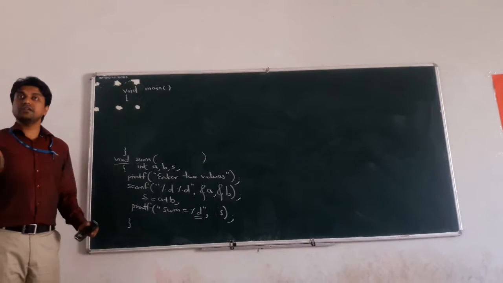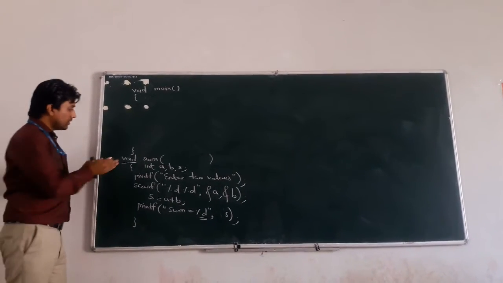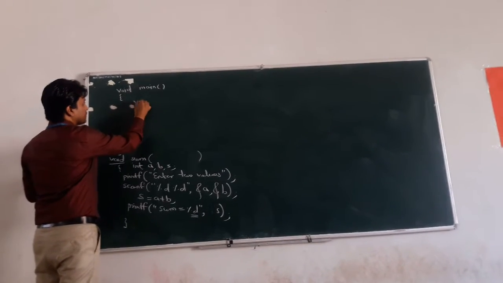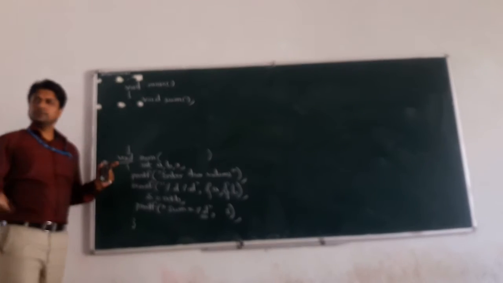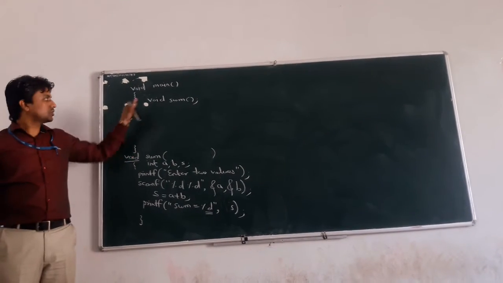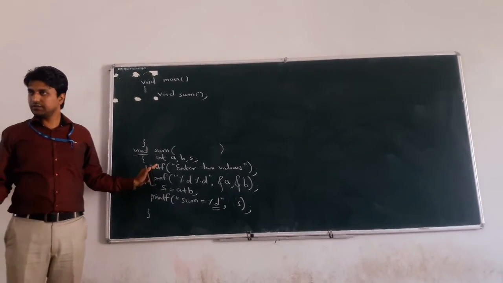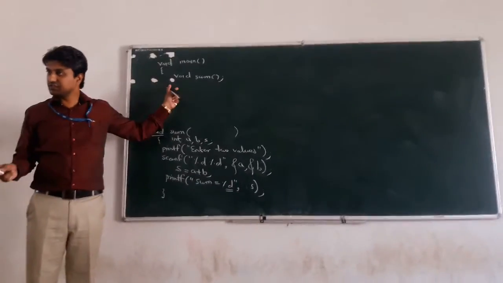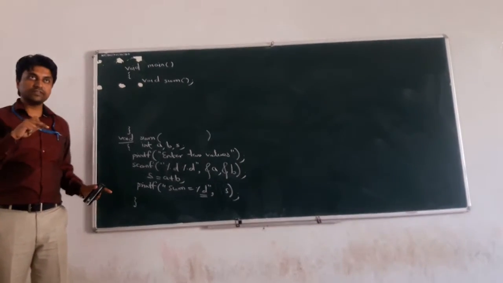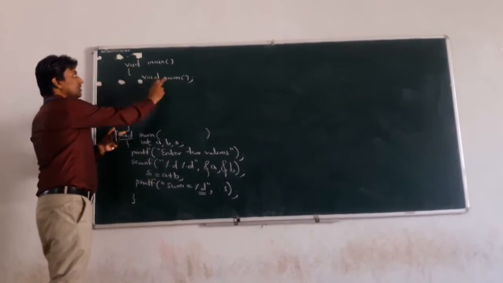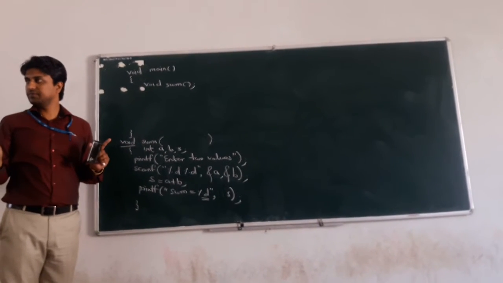What do we require now? The function declaration. You can write void sum here also. It is possible. This is called a local declaration of the function. We can declare the function within the main function, so it is not a global function. What is the meaning of that? You can call the function only within the main function.